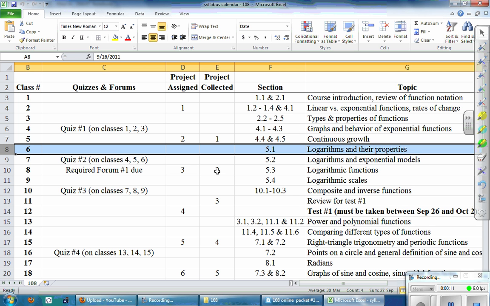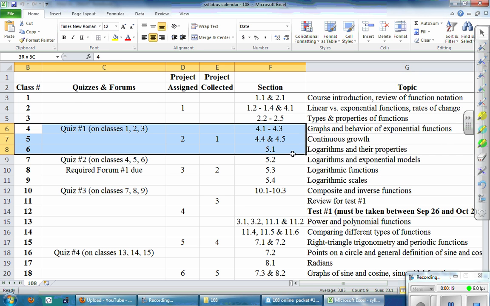You should be working on project 2, which is due in a couple of classes. Quiz number 2 is happening next class. It's on classes 4, 5, and 6, which is all this material right here.